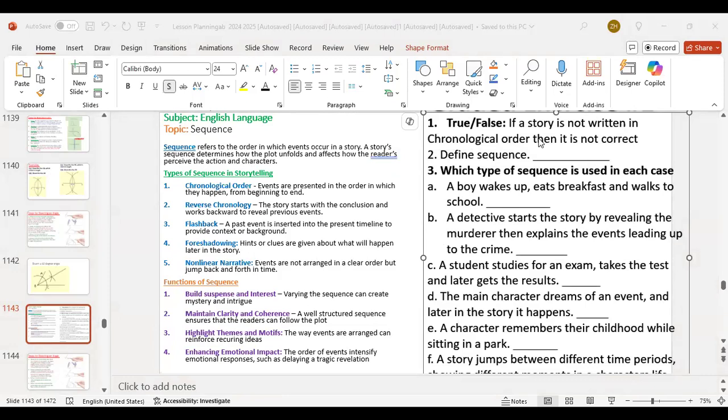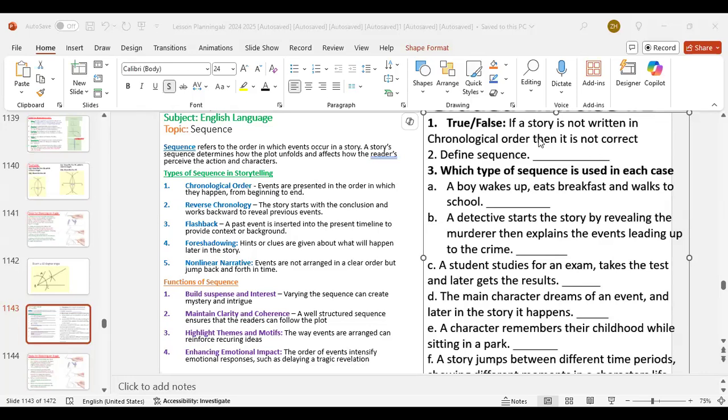Define sequence. What do we mean by sequence? A particular event in a story or movie. No. What is sequence? It refers to the order in which the events in the story take place. Very good. The order in which the story takes place.